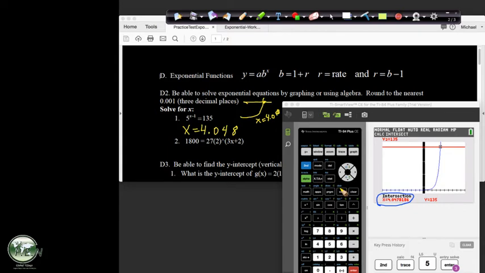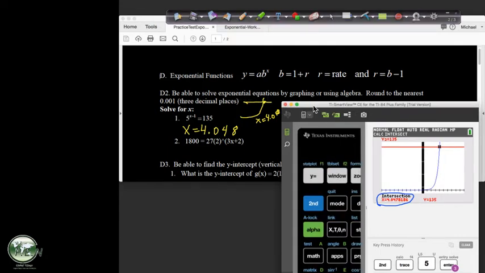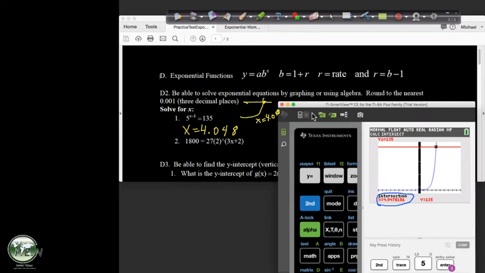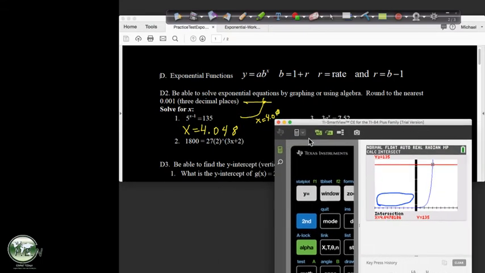Right. Okay. So what we'll do. See, every time I move this thing, it's not very happy.